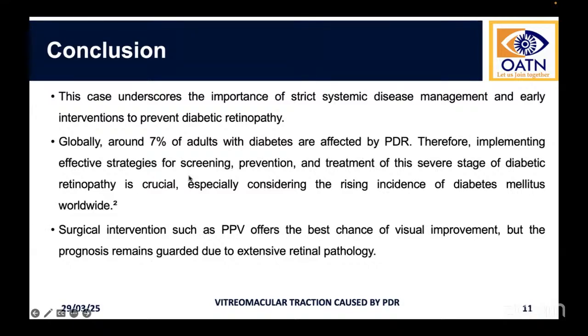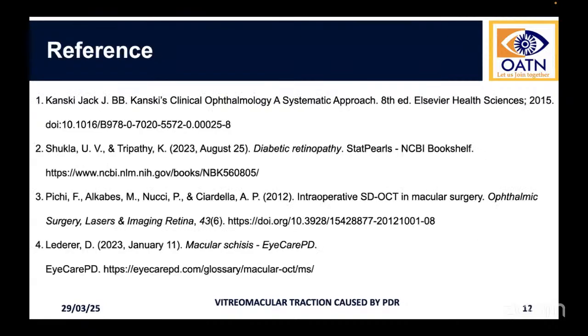I conclude that surgical intervention such as PPV has the best chance of vision improvement compared to others in VMT. These are my references.